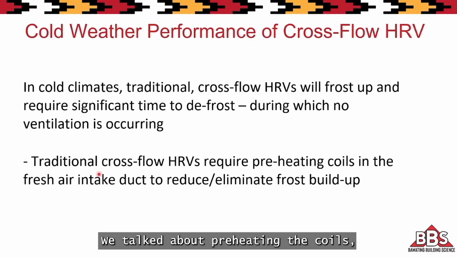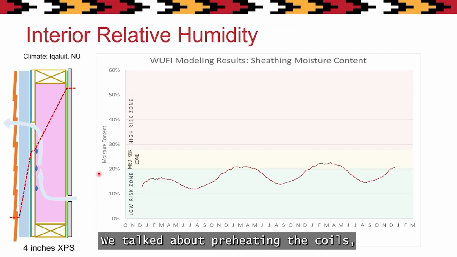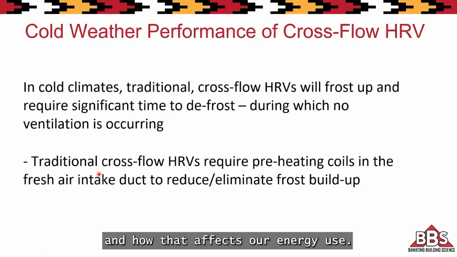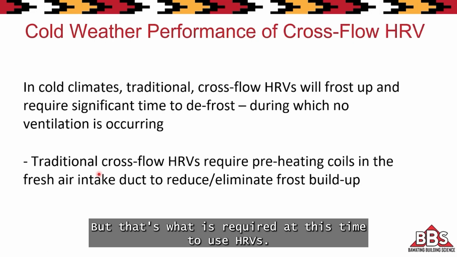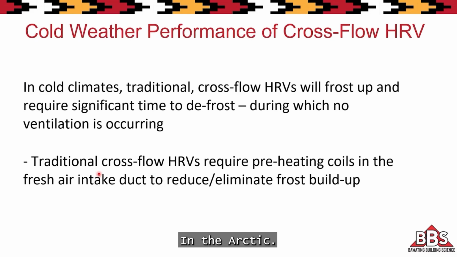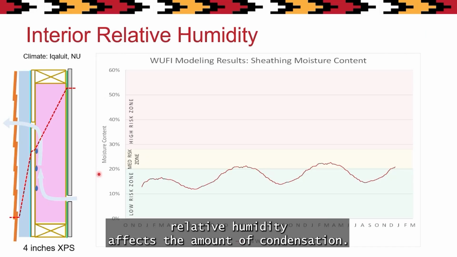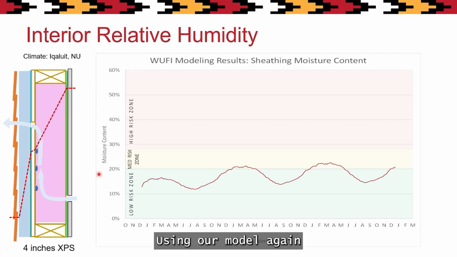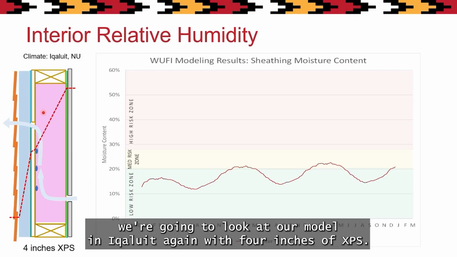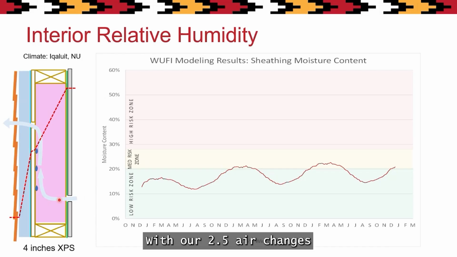Yeah, we talked about preheating the coils and how that affects our energy use, but that is what's required at this time to use HRVs in the Arctic. So let's look at how that interior relative humidity affects the amount of condensation using our model again. We're going to look at our model in Iqaluit again with 4 inches of XPS with our 2.5 air changes per hour air leakage rate.